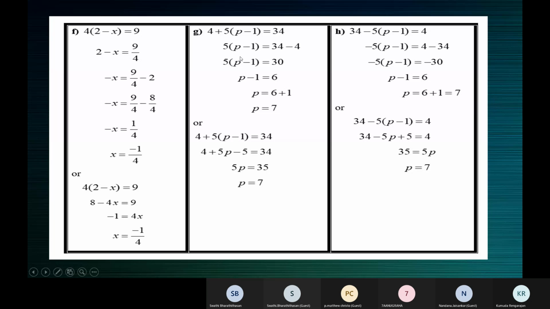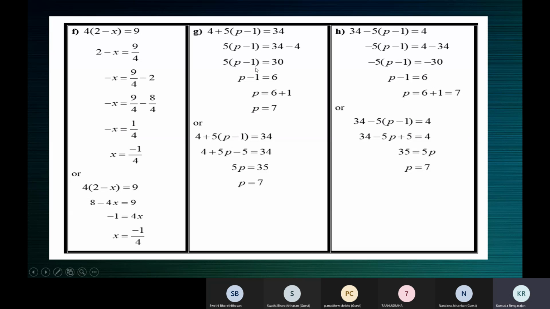Yes, ma'am. After that, 30 and 5 of p minus 1. How do you separate 5 and p minus 1? Ma'am, by dividing it, ma'am. How do you get the next step? How do you get rid of 5? Ma'am, we transpose it, ma'am. We divide both the sides by 5.